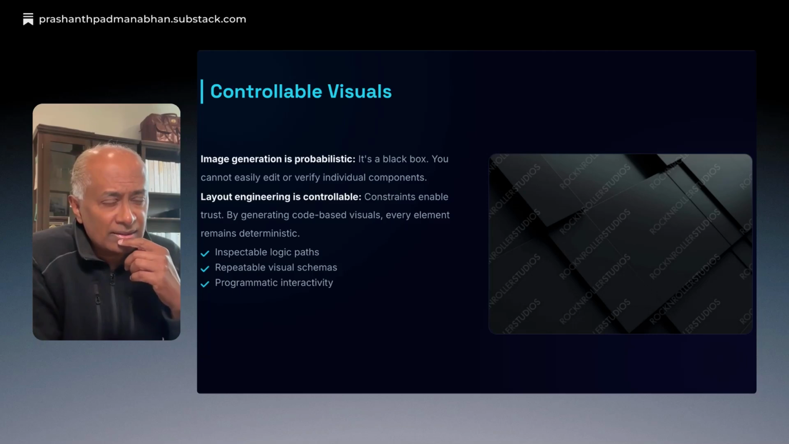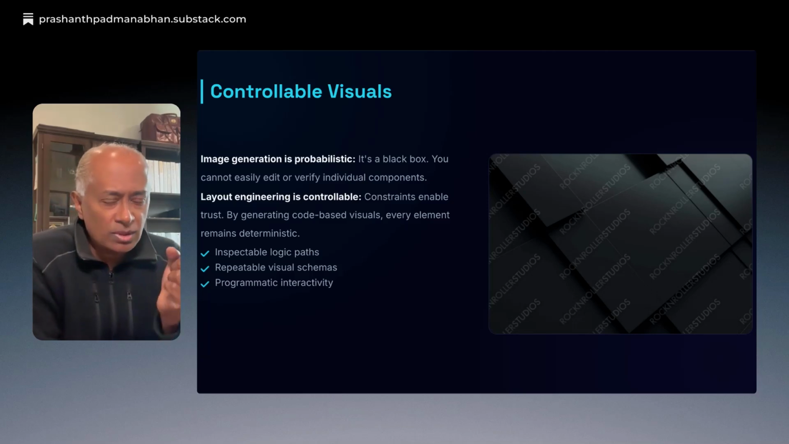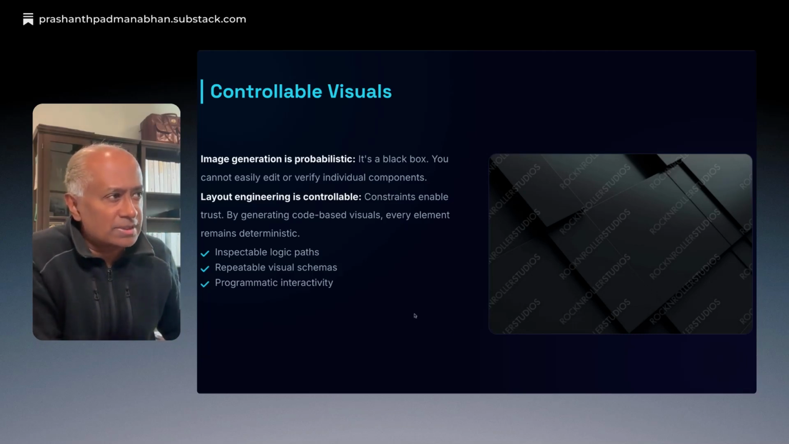Whereas layout engineering is controllable. That means engineering a visualization of data or of text is very controllable. Product managers can define very clear constraints. We can generate code-based visuals. Every element remains deterministic. You can say this particular text should be this font, this size, this color, this icon should be here, and so on. We can inspect the logic paths. We can repeat visual schemas, and we can program interactivity as and when we build interactivity into it.